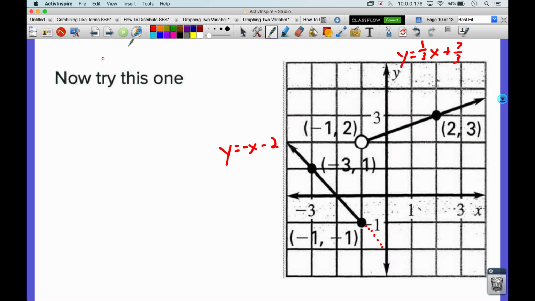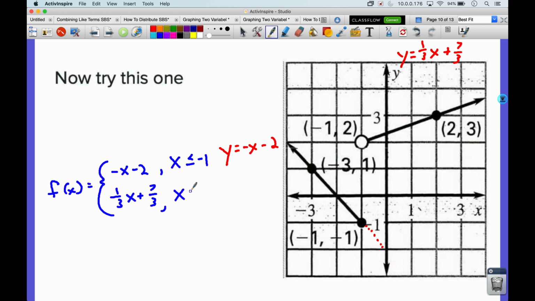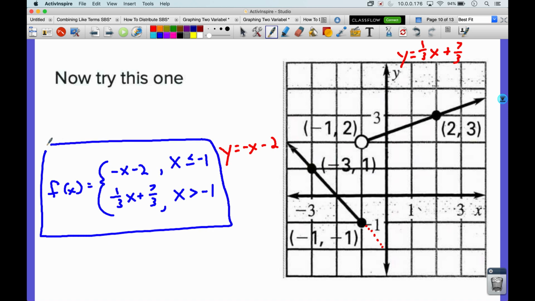Now we're going to write out the function, so it's f of x, curly bracket, just the right-hand sides going left to right, so negative x minus 2, 1/3 x plus 7/3, comma, comma. This first line is valid right up until x is greater than negative 1, so it's for x less than or equal to negative 1, and then when x is greater than negative 1, the second line takes over. Box that whole thing.